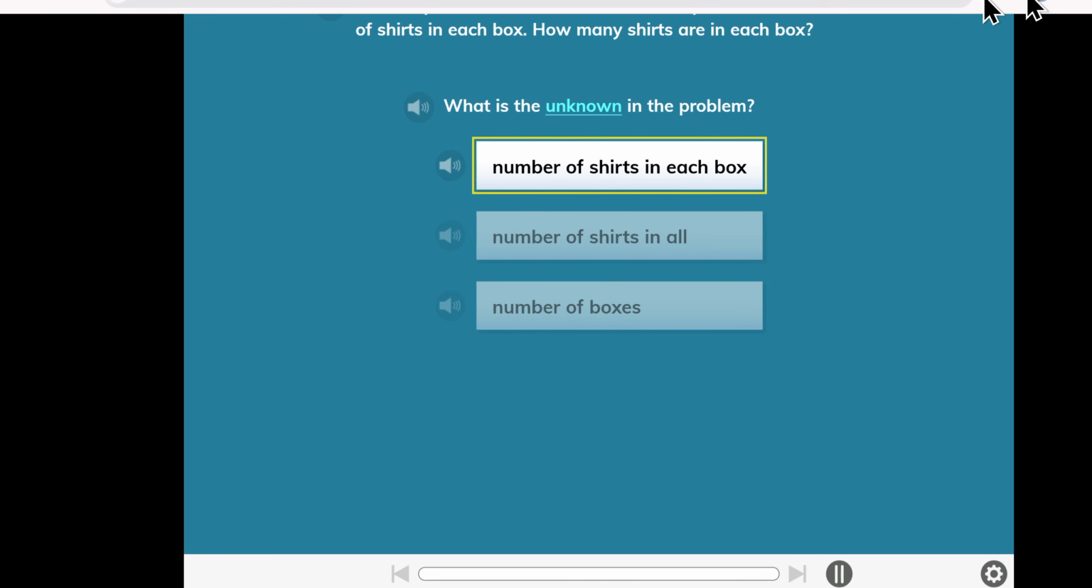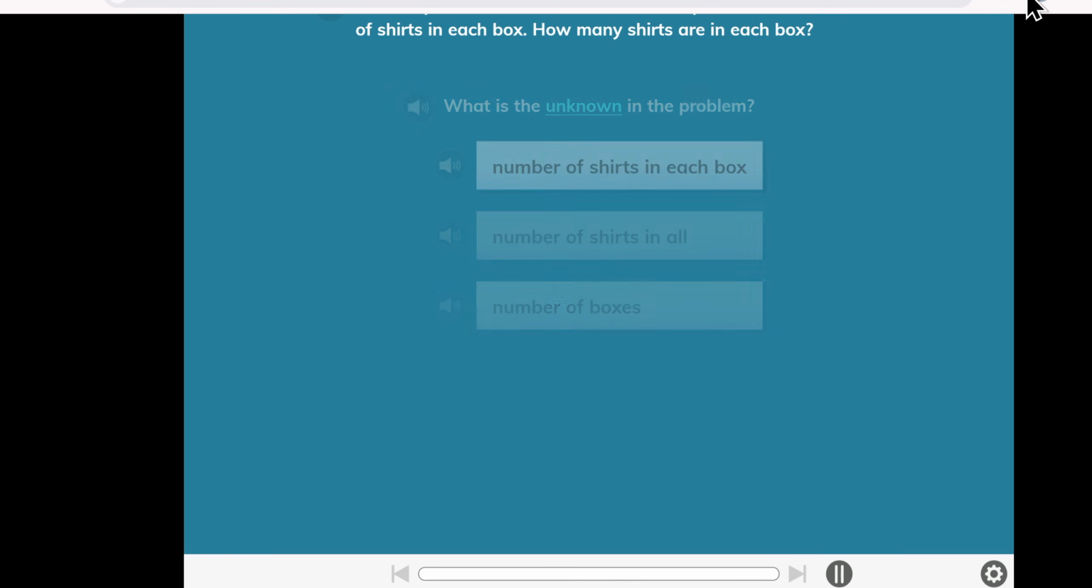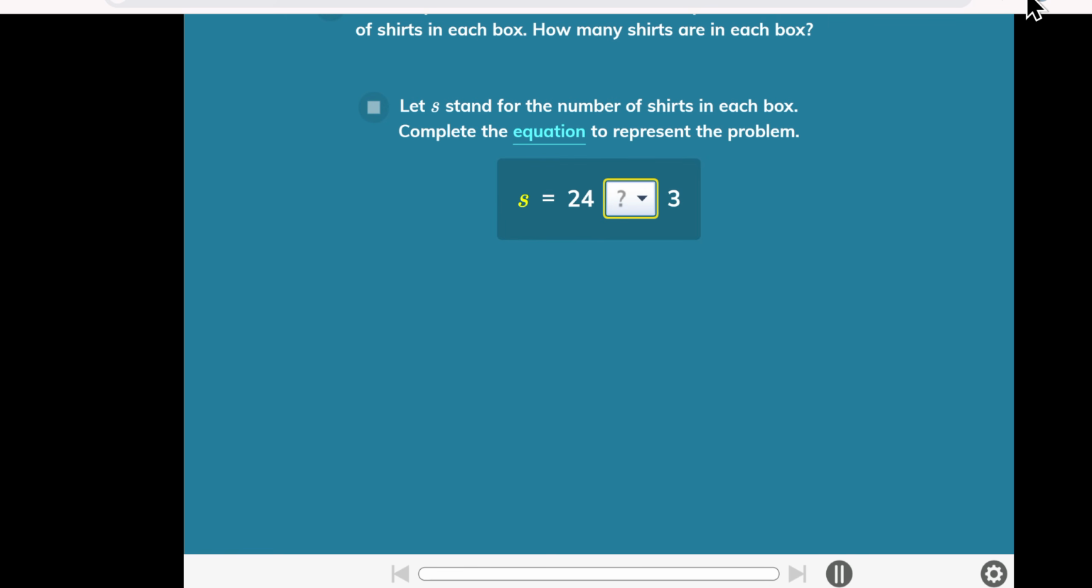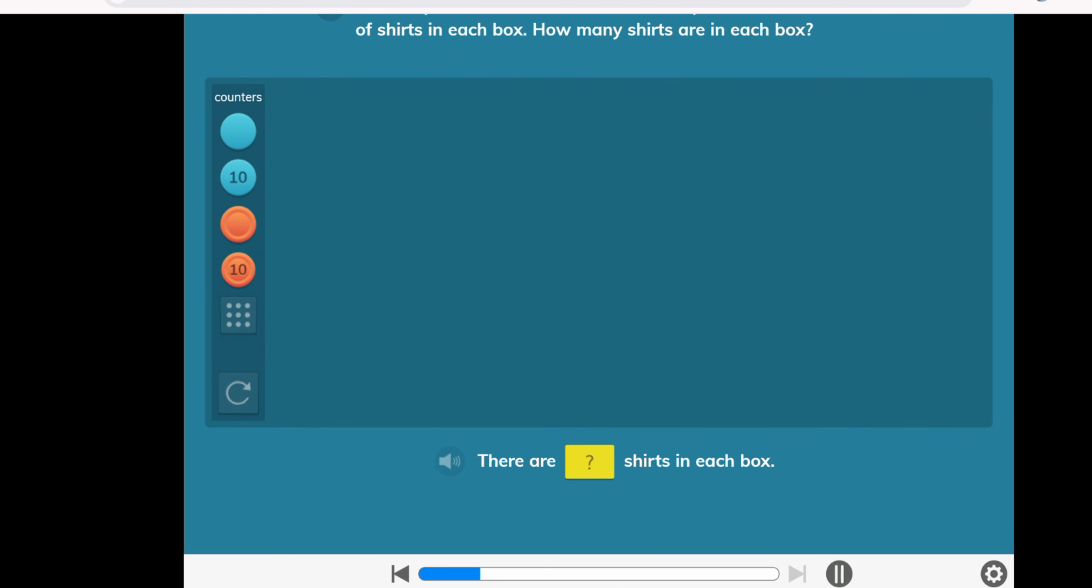You need to find the number of shirts in each box. Let S stand for the number of shirts in each box. Complete the equation to represent the problem. You can find the number of shirts in each box, S, by dividing 24 by 3. How many shirts are in each box? Complete the sentence.